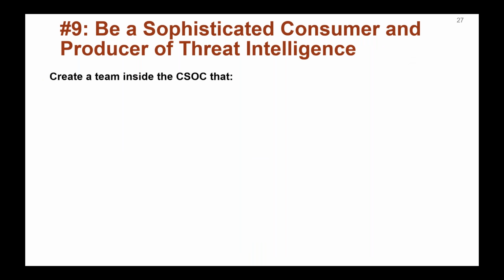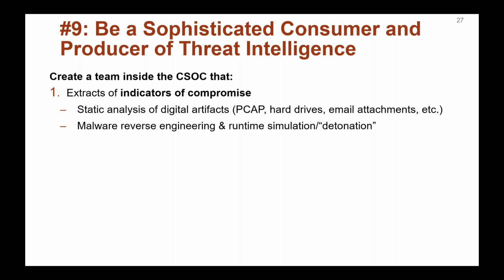Number 9, we want to be a sophisticated consumer and producer of threat intelligence. That means we have a team inside the SOC, or a set of analysts, that do the following things. Number 1, they are responsible for extracting information about the adversary from the things that we collect, be it PCAP, hard drives, email attachments, files carved off the wire, perhaps by a Bro sensor.